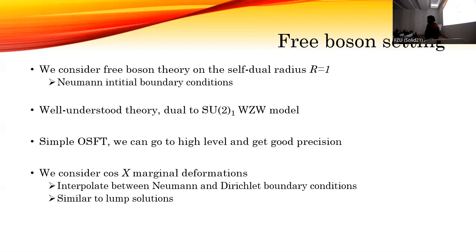So you're saying at this radius, the energy of the D1 brane and the D0 brane are the same? Yes. I see. Yeah, I said that it's due to the SU(2) Wess-Zumino-Witten model, so there's SU(2) symmetry which allows that. Okay, thanks. Yeah, if you consider a general radius, you will be able to do only cos X marginal deformations.